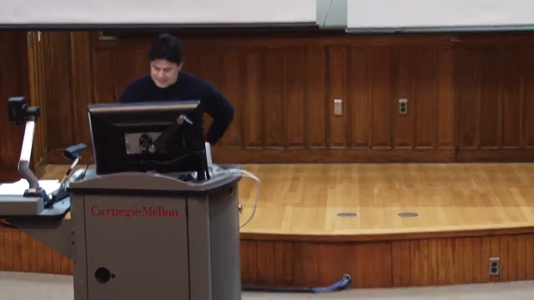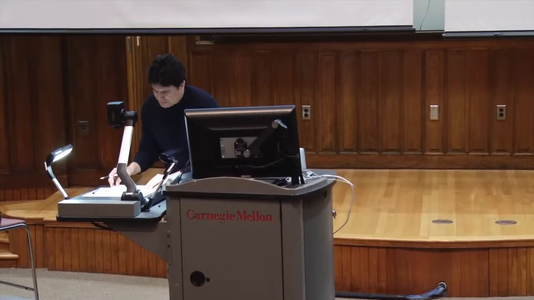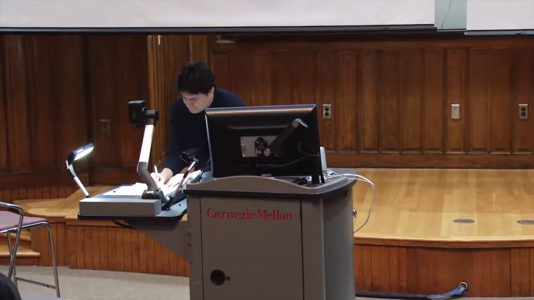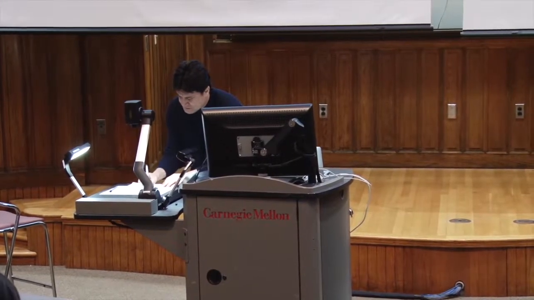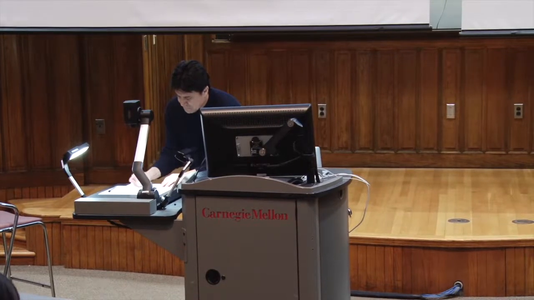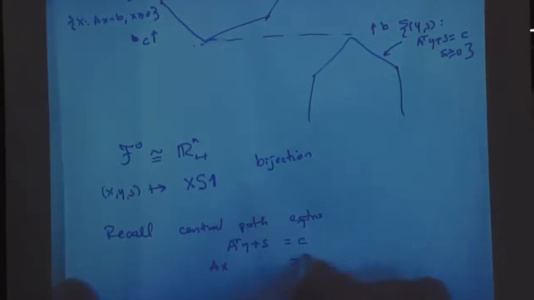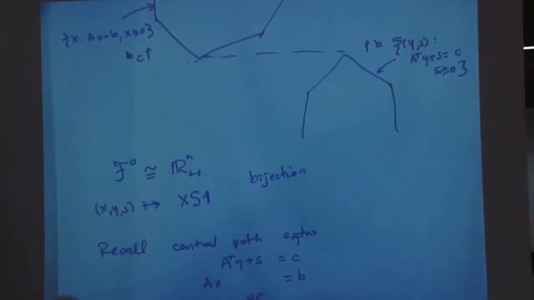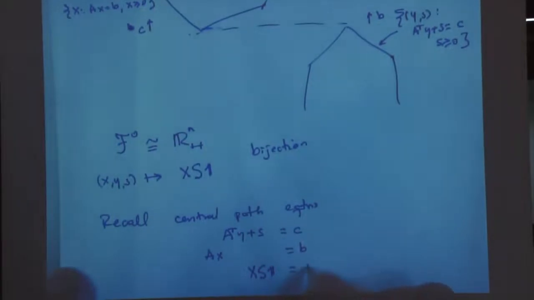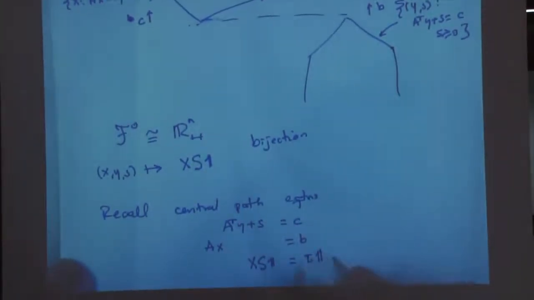Recall also something else that I'm going to use a little bit later: the central path equations. The central path equations are these equations: A transpose y plus s equal to c, Ax equal to b, and xs equal to tau times 1. And of course, x and s positive. So the central path consists of the points that satisfy these equations.